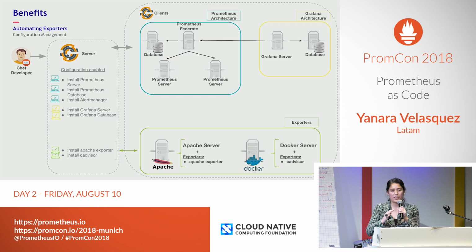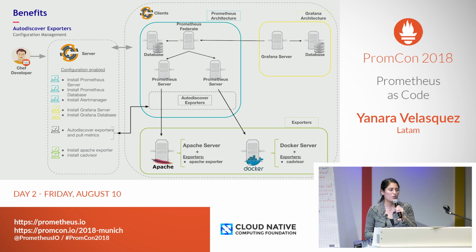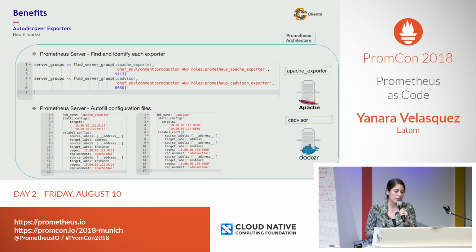At this point, we have infrastructure, we have exporters, but Prometheus needs to know where the metrics are and go there to consume them. For this, we create a configuration that auto-discovers all the endpoints that are exposing metrics. And how does it work? We create a library that finds all the servers that have an exporter in their role list, according to this query that you can see, and the ports that are exposing metrics. Having this, Prometheus can use this information to autofill all the configuration files, and with this, have all the metrics available.